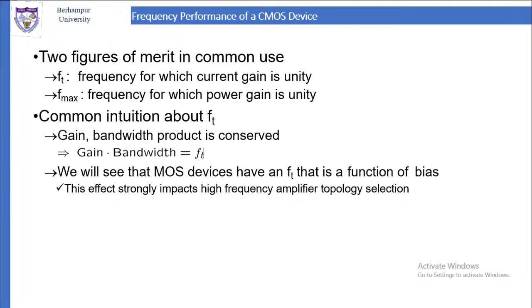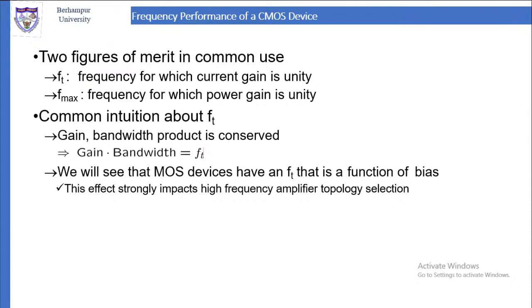Therefore, gain into bandwidth, which is constant, with gain equal to 1, so bandwidth will be Ft. So gain into bandwidth is equal to Ft. This is the first intuition. The gain bandwidth product is conserved because it is constant, and current gain is equal to 1. Therefore, gain into bandwidth is equal to Ft.